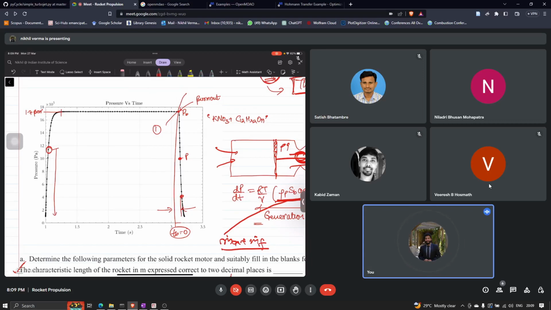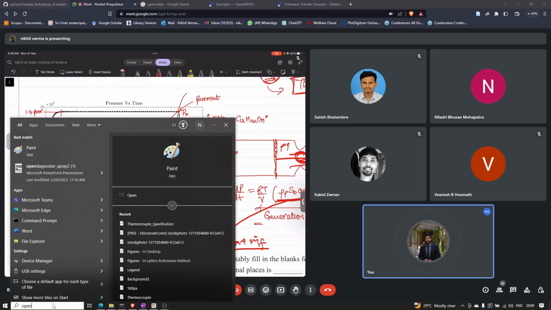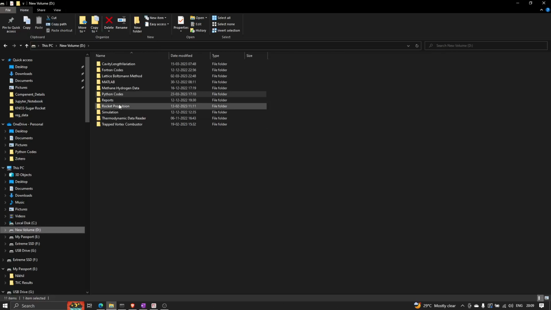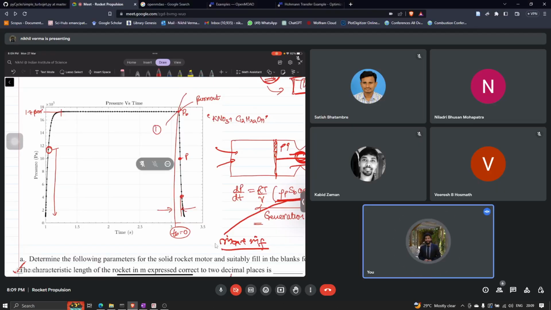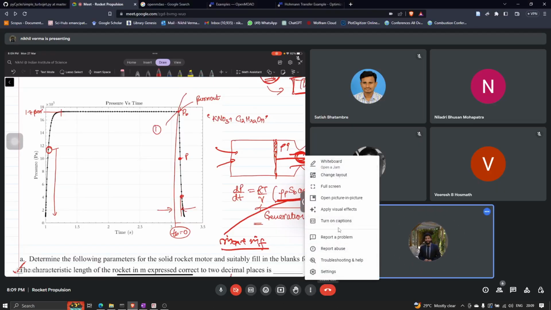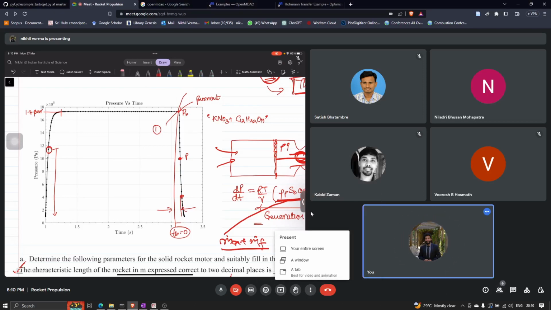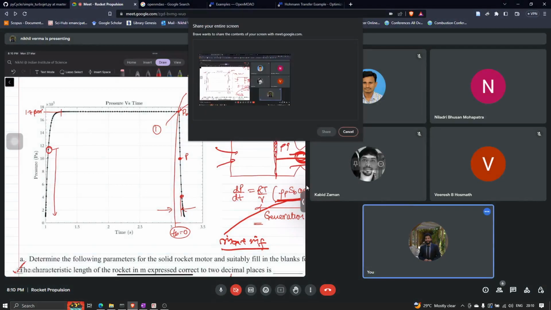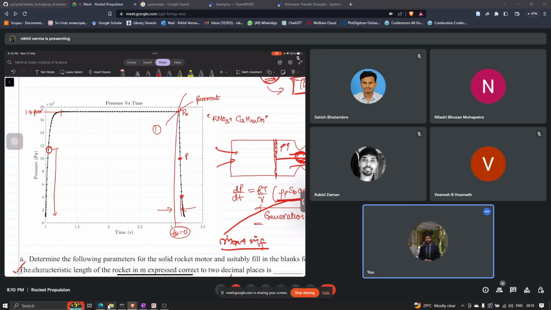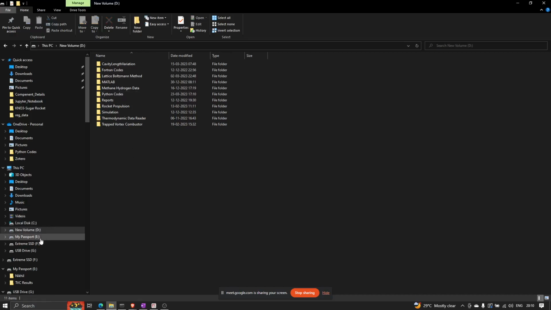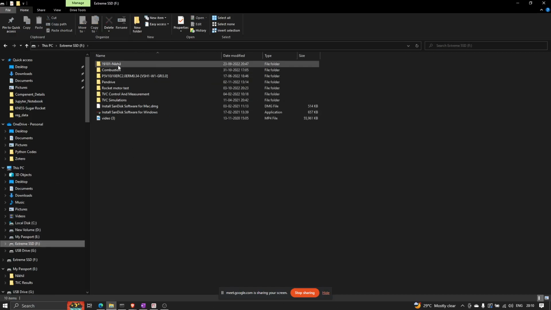Have you heard about this OpenMotor? There is a tool, right? OpenMotor, I guess. Let me check. Let me share this screen. Okay. Can you see the screen? No, I can see the previous screen. Yeah, it is getting shared.